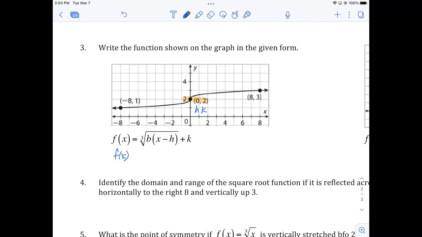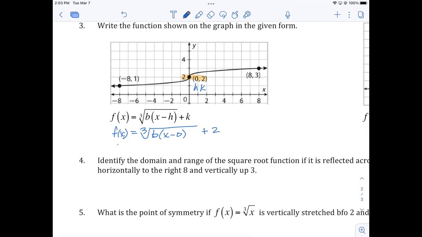I know f of x is equal to the cube root of b times x minus 0, plus 2. Now, if it's x minus 0, do I really need the x minus 0 there? No, I don't. If you want to go straight to here, you can. It's the cube root of bx plus 2. Now we need something else, because if I'm supposed to find b, there are currently two other unknowns in there, x and f of x. I need to know two of those three to find the third.